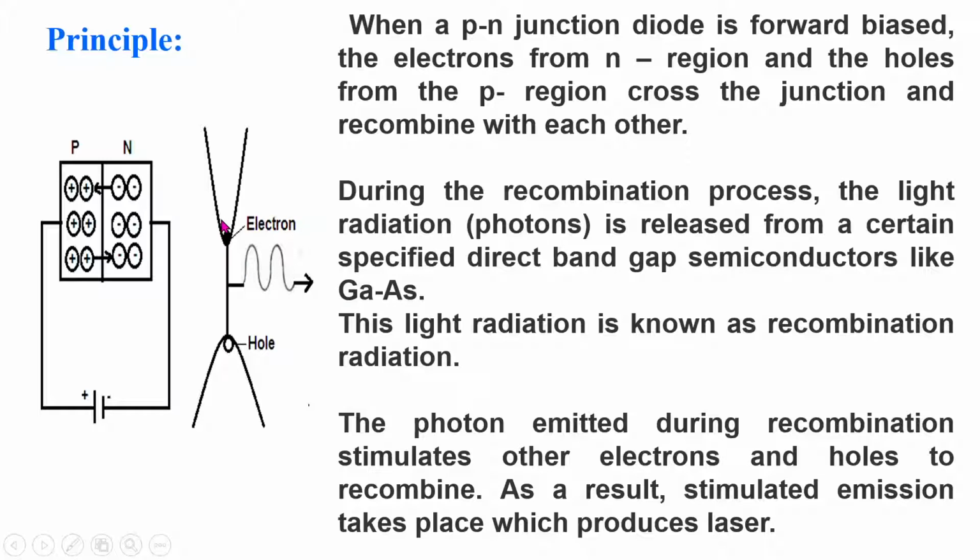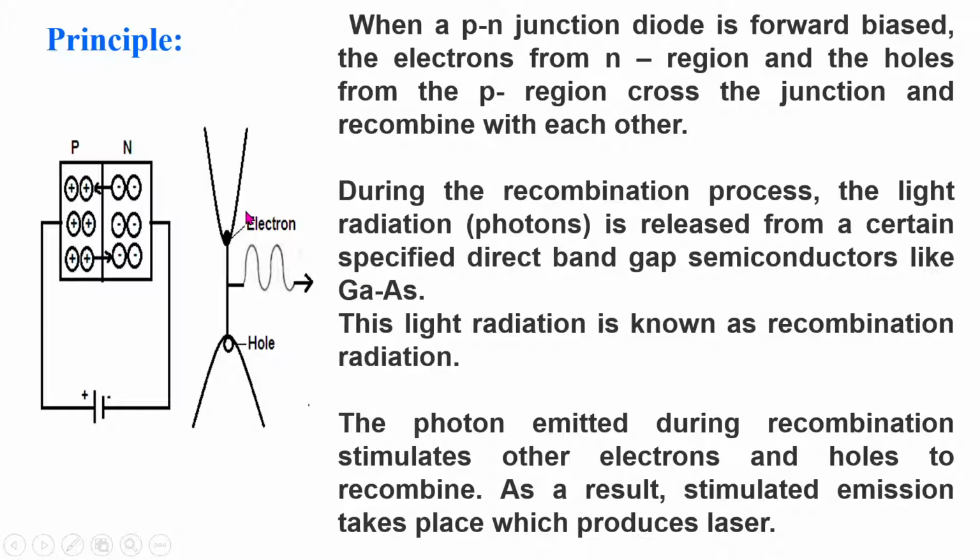and in which when the PN junction is operated in forward bias conditions, at that time the recombination of the holes and the electrons takes place, and in such a direct bandgap material, during the recombination there is the emission of photons. Now see here in this figure, there is the emission of the photons, and that emission of the photons radiates the light. And such a radiation of the light is known as the recombination radiation.